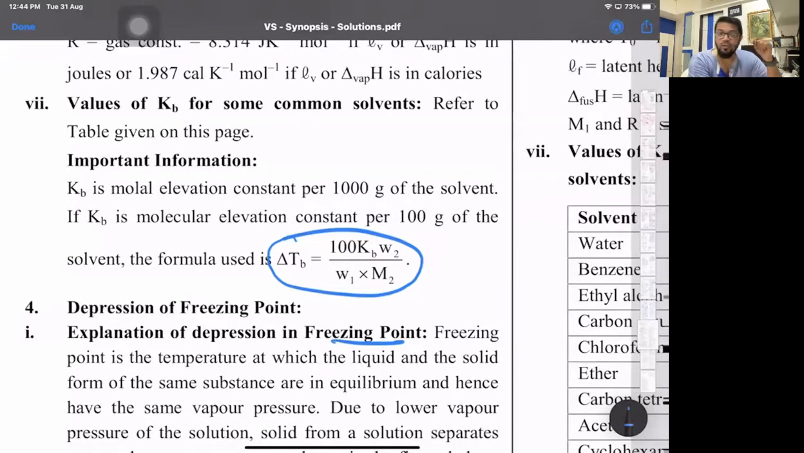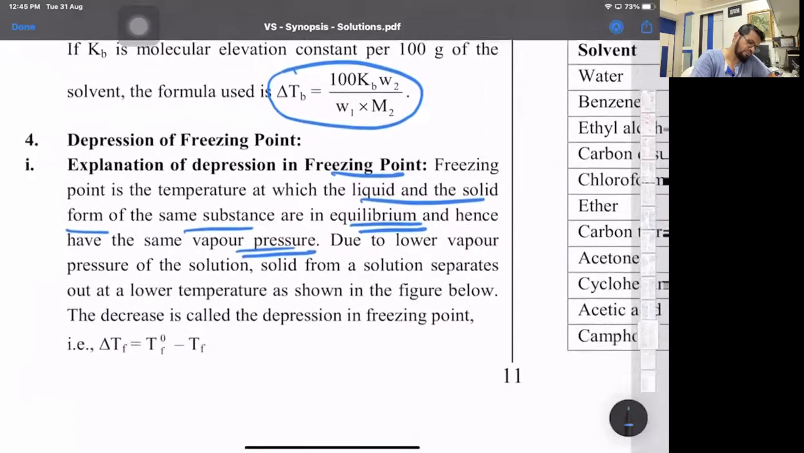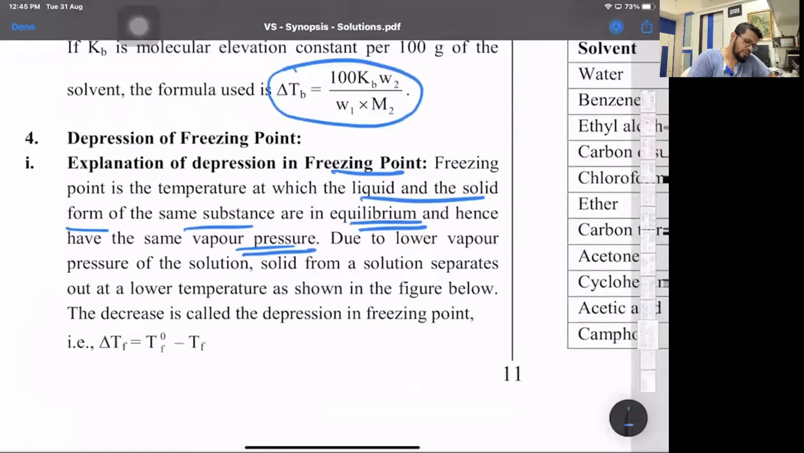What is the part over there? It's the temperature at which the liquid and solid form of the same substance are in equilibrium. In other words, they have the same vapor pressure. So due to lower vapor pressure of solution, solid from solution separates out at a lower temperature. Is this clear? In the given figure over there.